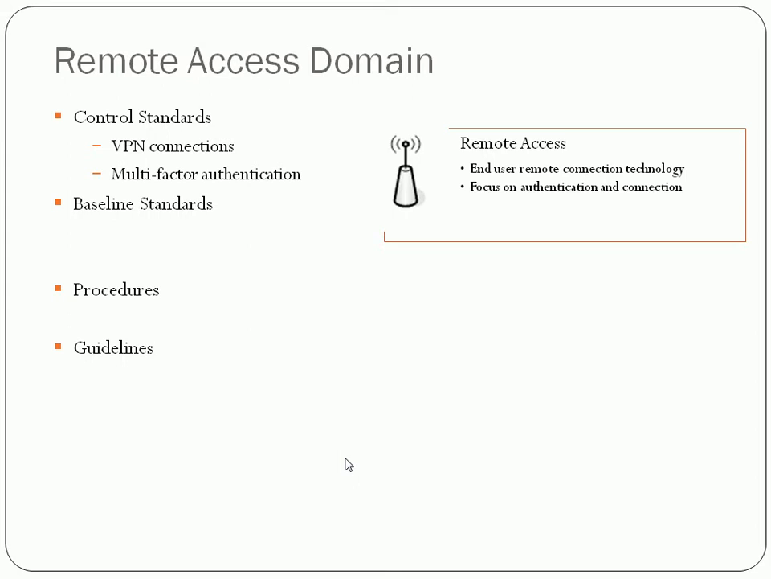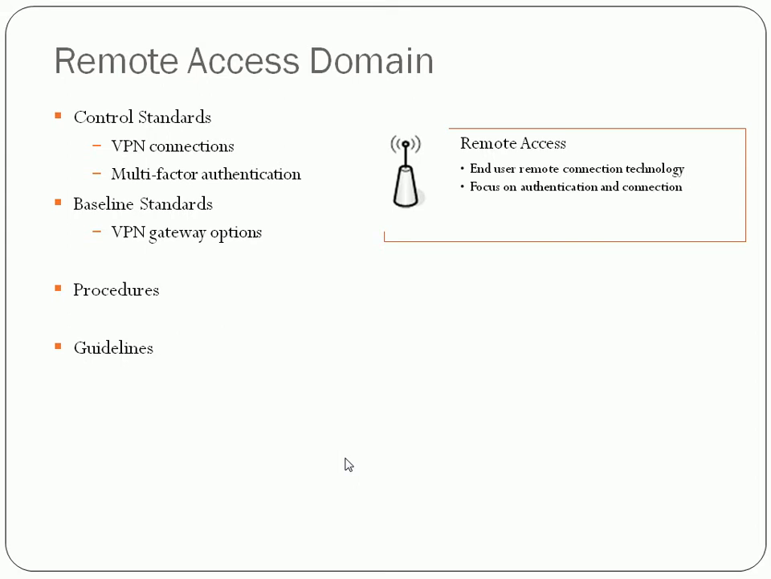But when someone's on the road, if somebody were to steal a laptop and dial up the VPN, how do we know they really are who they say they are? Their credentials could have been cached in the workstation. So you might require multi-factor authentication to mitigate that. So that might be a control standard that you require multi-factor authentication, like a smart card or a key fob or something like that. So under baseline standards, you would talk specifically about VPN technology that you can use.